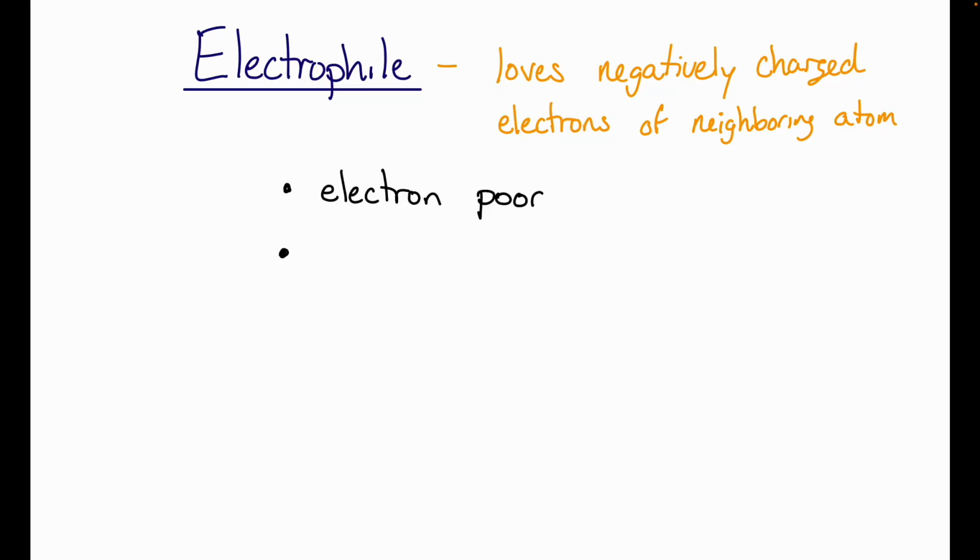All right, and a very important caveat of something being able to be an electrophile. Not only does it have to be electron poor, it also has to be able to accept an electron pair. And that's actually a pretty stringent criteria. All right, we'll see why here in a second.